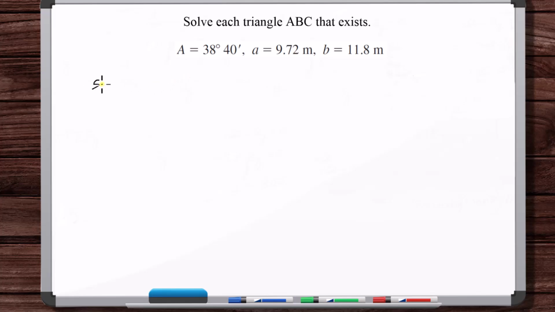We've got sine of 38 degrees, 40 minutes. So 40 minutes is how many degrees? It's 2/3 of a degree. So let's see. 38 and 2/3 is what? What is 38 times 3? 8 times 3 is 24. 114 plus 2 is 116. So 116 thirds.